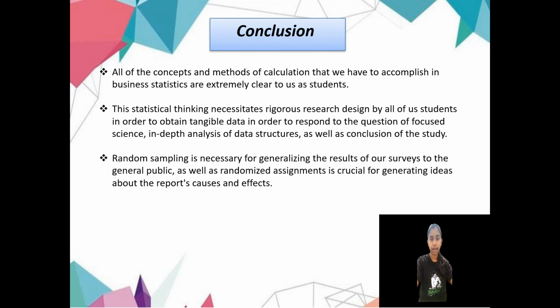Conclusion. All of the concepts and methods of calculation that we have to accomplish in business statistics are extremely clear to us as students. Secondly, this statistical thinking necessitates rigorous research designed by all of us students in order to obtain tangible data to respond to the question of focus, in-depth analysis of data structures, as well as conclusion of the study. Thirdly, random sampling is necessary for generalizing the result of our survey to the general public, as well as randomized assignments is crucial for generating ideas about the report's causes and effects.